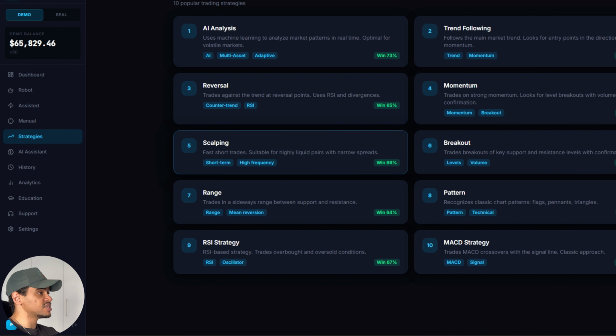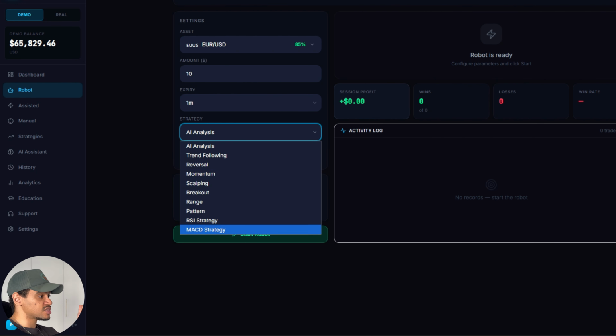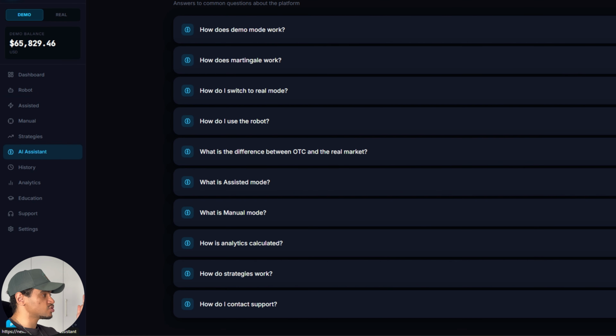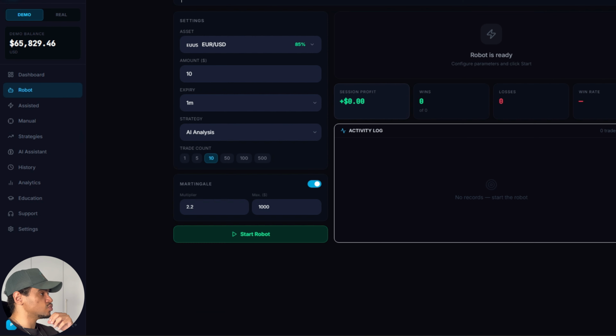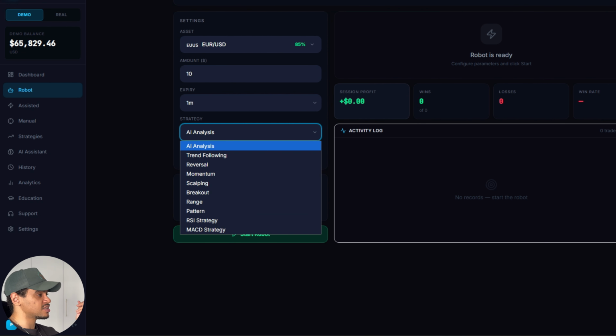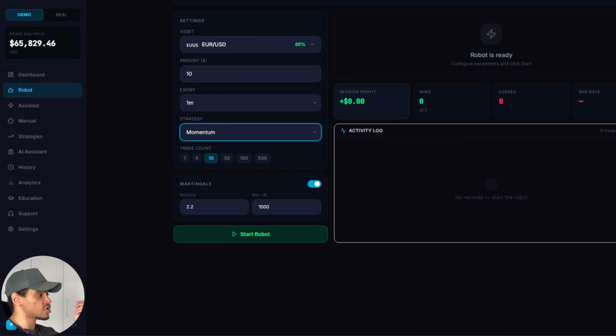We have strategies in here. This is trading with strategies. You have many strategies. All of these strategies are used in the robot. So this robot, you can see right here, uses the same strategy. So if you want just to trade with a specific strategy, you can do that as well. And it's actually gonna take you to the robot once you press it, and it's gonna apply this strategy to your trades.